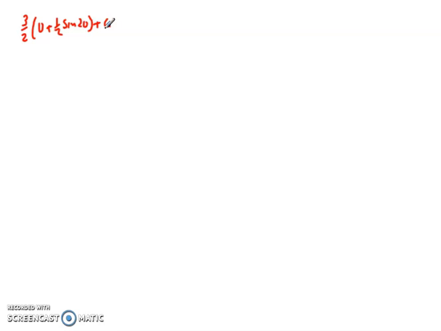plus c. If I think back to some other trig identities I've got, again think back to the list I gave you, I know that sine 2u is equal to 2 sine u cos u. And if I then substitute that into here, I can rewrite that as 3 over 2 bracket u plus, well, a half times this, plus sine u cos u. And that's plus c.